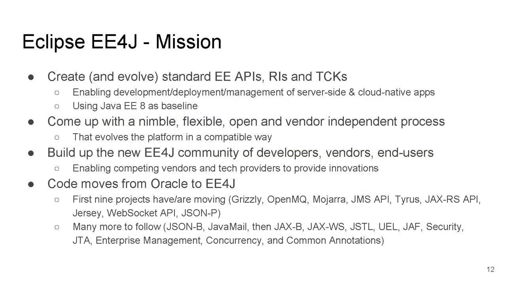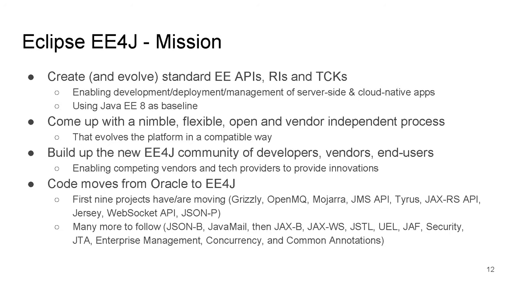So E for J's mission is pretty clear. We are actively working with colleagues in Oracle and Red Hat, in IBM and others upstream, to move all of the current EE APIs, reference implementations, and TCKs across to the Eclipse Foundation into this top-level project, looking for wide community participation, transferring ownership, leadership, if you like, of some of these projects from Oracle or IBM or others to members of the community, and updating the specs as we go to the latest version of Java.